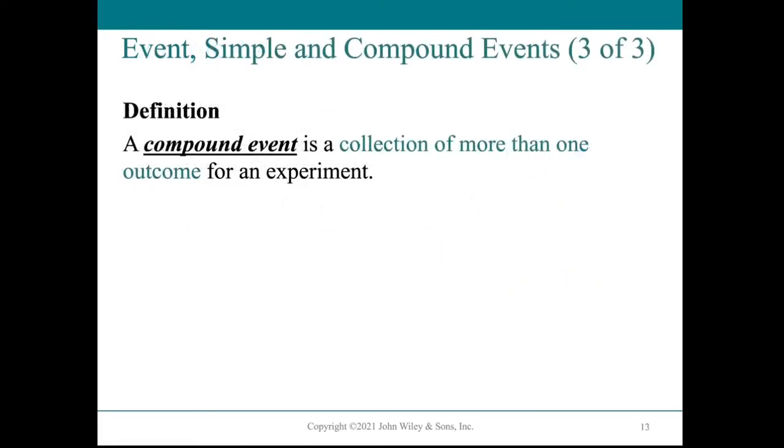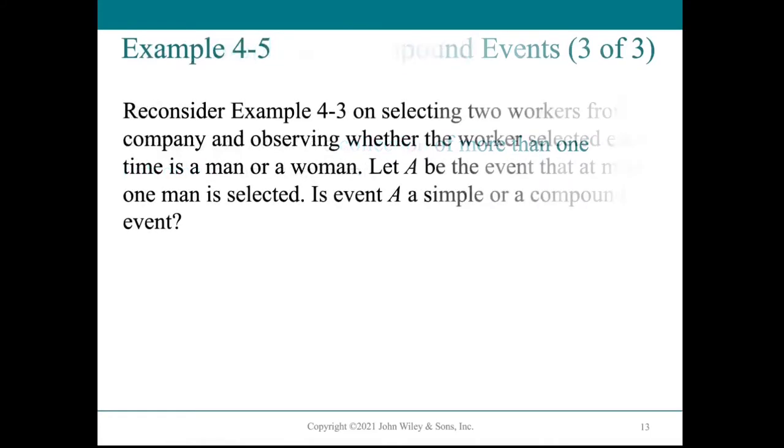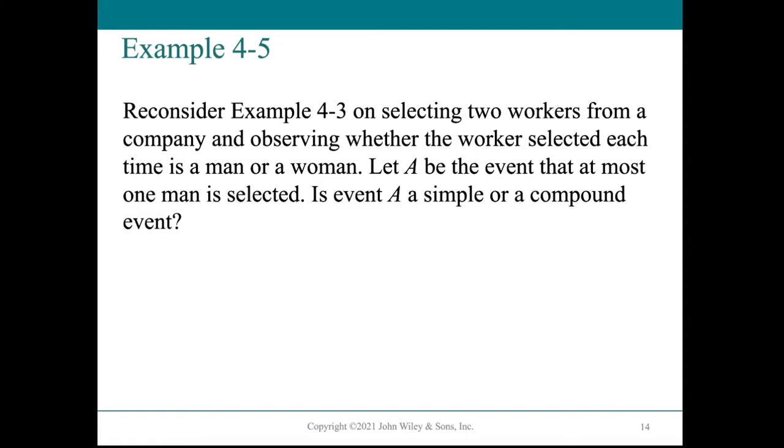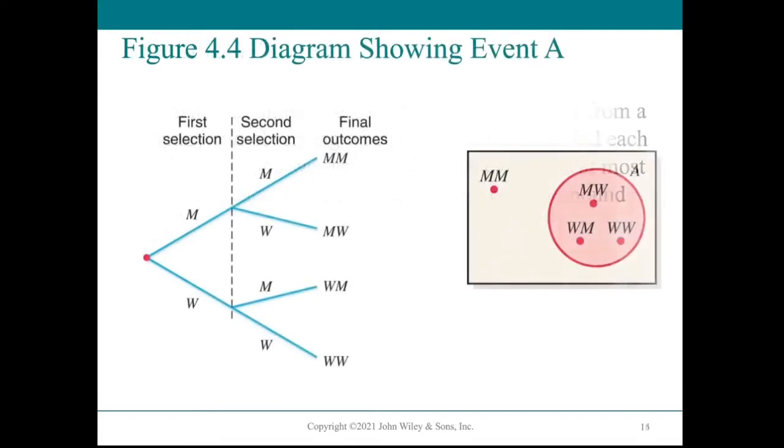A compound event, on the other hand, is a collection of more than one outcome of the experiment. Again, from the previous example of selecting two workers from a company, let A be the event that at most one man is selected. At most means a maximum of one man in the selection. So what are those outcomes?